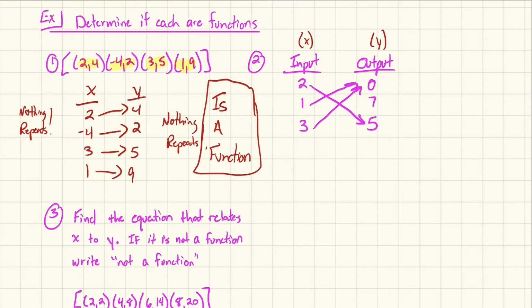So start here at 2. There's only one line coming out from number 2. We're in good shape. Now we look at number 1. There's only one line going from number 1. That's okay. And then 3. There's only one going out from 3. Again, we're in great shape. We do have 2 x's sharing a y, but as we've covered, that's okay. So this is also a function.